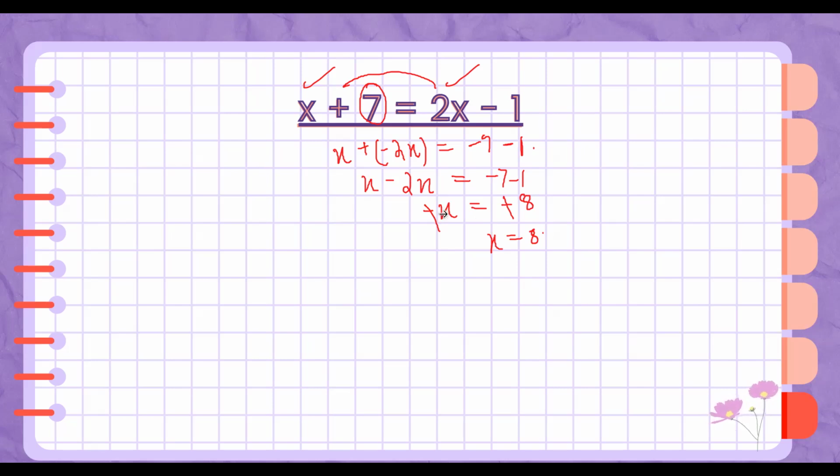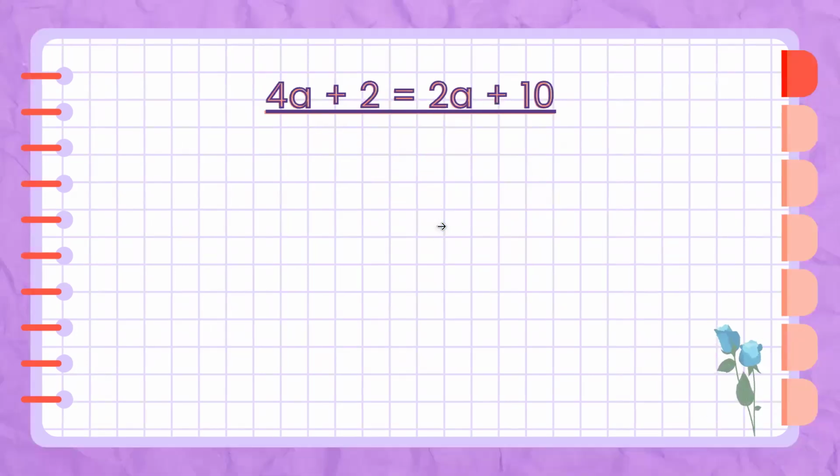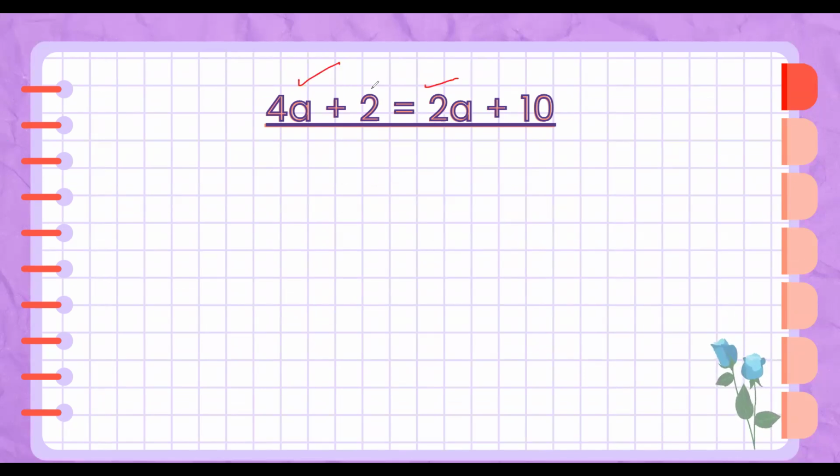Let's see another. 4a plus 2 gives you 2a plus 10. Here, what are some like terms? 4a, 2a, they are like terms, and 2 and 10 are constants, right? These are constants. So we'll combine 4a and 2a. 2a, when it goes to the other side, it will become negative. So 4a minus 2a will give you minus 2, because when plus 2 goes to the other side, it will become minus 2. So it will give you minus 2 plus 10.